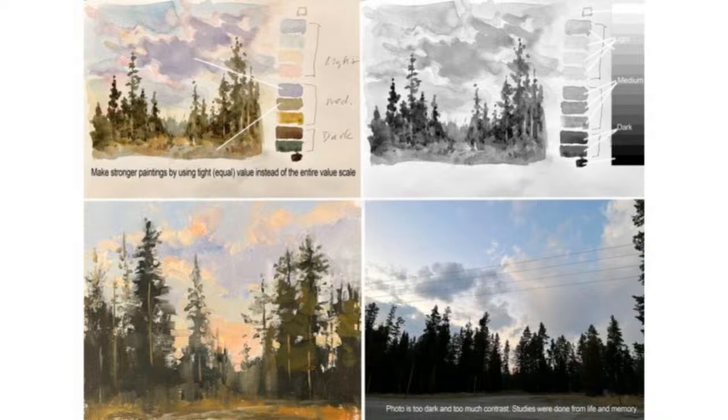And other artists have talked about this. John F. Carlson talks about this. Andrew Loomis talks about this. And you better believe that Sargent and Edgar Payne were painting this way too. They knew about their value grouping. So it's pretty strong stuff. And there's a lot that you can learn from this.